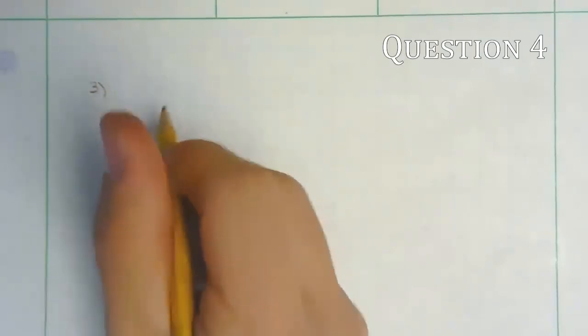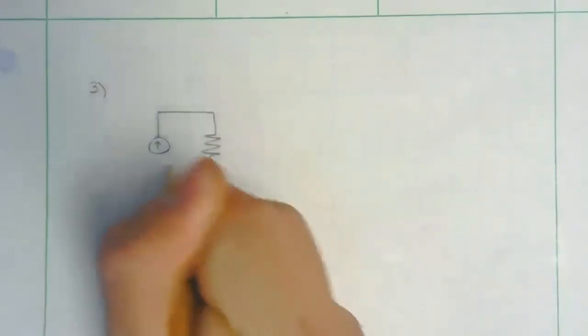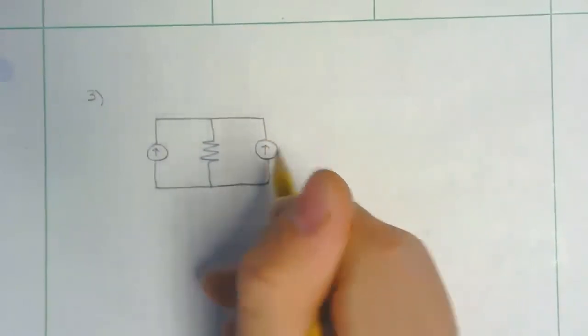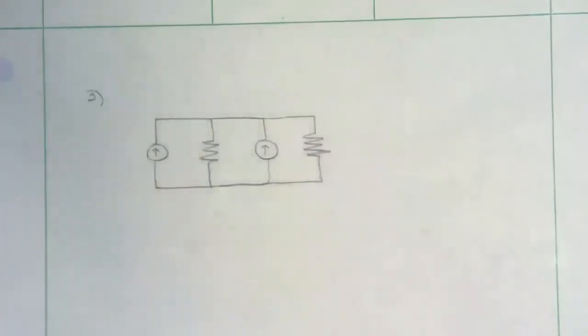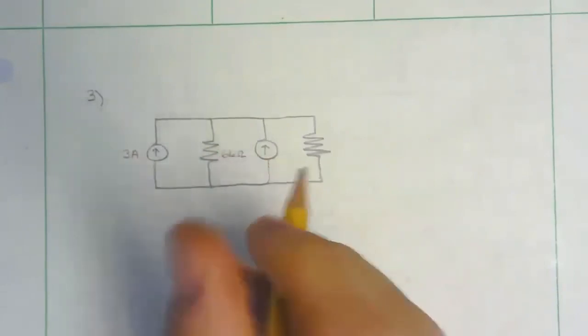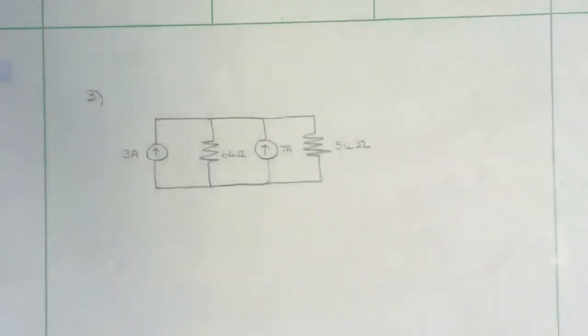So now we have question 3. And this is going to be a dual of the one we just did. So we have 3 amps, 6 kilo ohms, 7 amps, and 5 kilo ohms. Let's look, and keep in mind, I just said it's the dual, so we just had a series circuit. So think of the dual of a series. These elements are going to be in parallel.